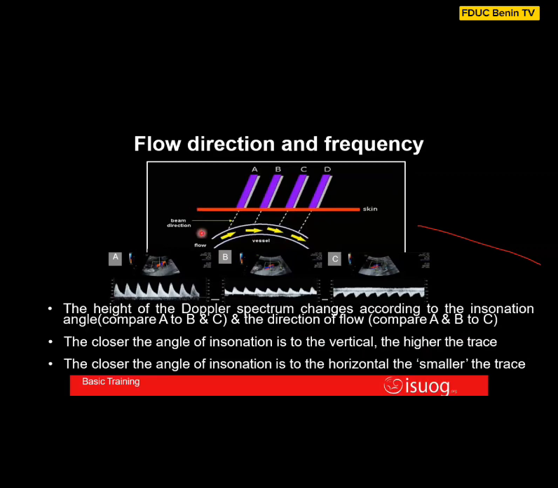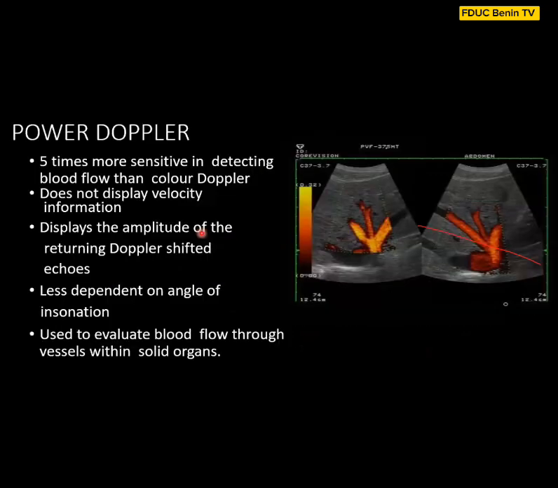Then we have power Doppler. Power Doppler is another kind of Doppler image. This is 5 times more sensitive in detecting blood flow than color Doppler. The difference between it and color Doppler is that it gives only one color, whereas color Doppler gives blue and red. This one gives only one color, and it's more sensitive in detecting blood flow than color Doppler.